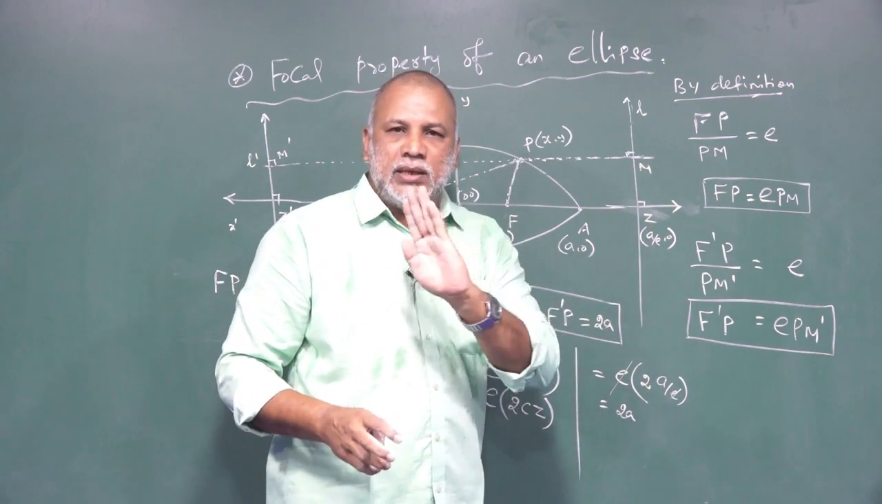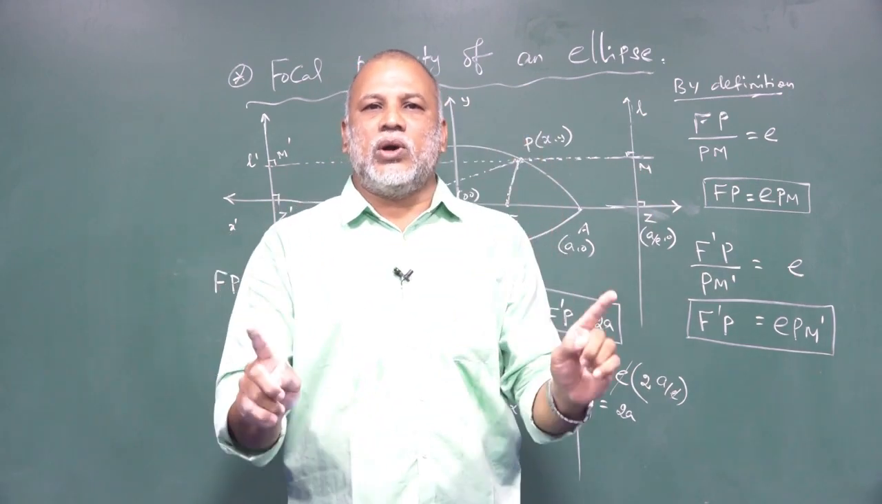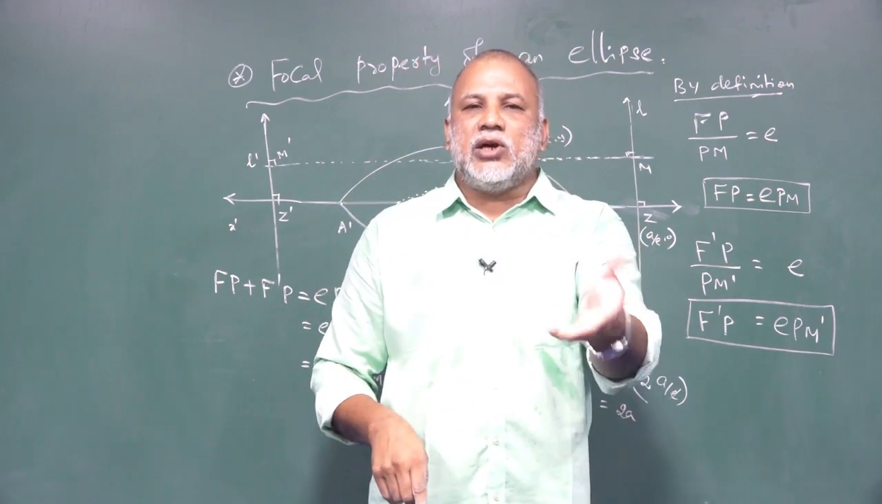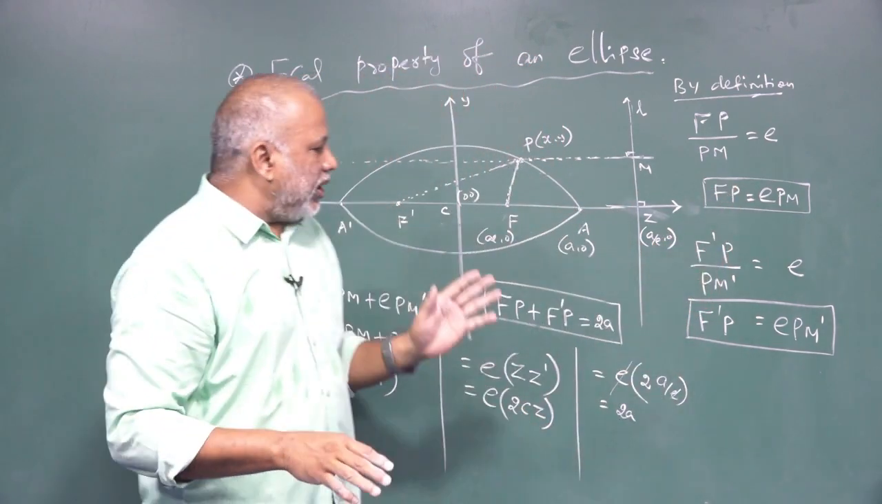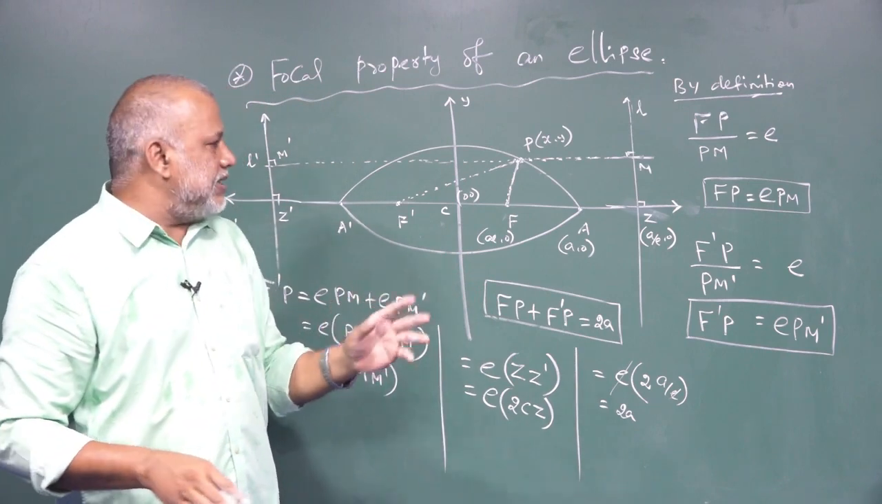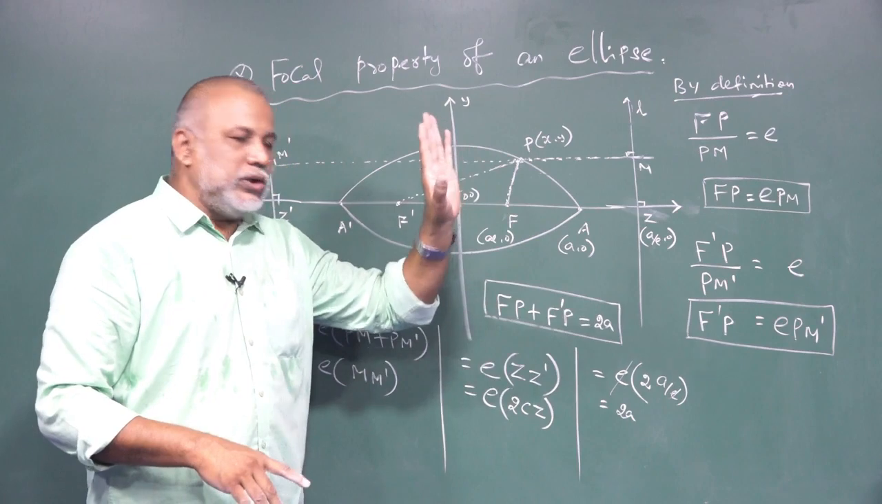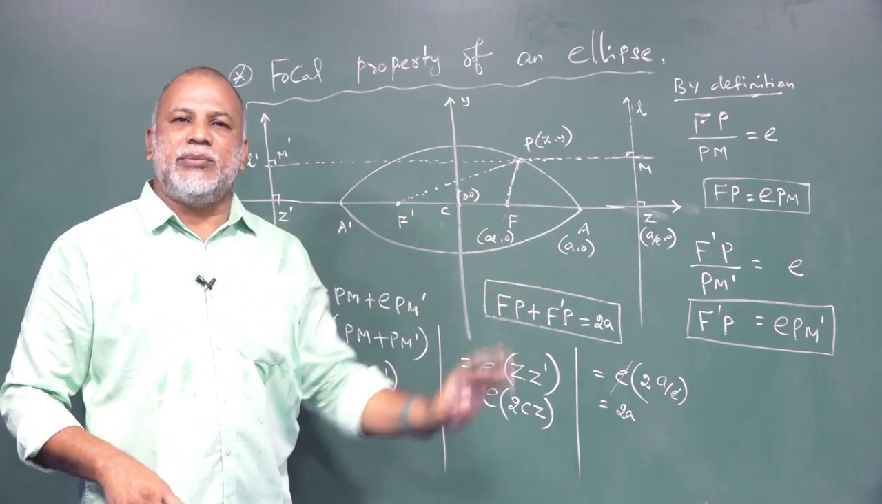So read the data. Sum of the focal distances of any point on an ellipse is equal to length of the major axis. Just a statement only. So what is the meaning of sum of the focal distance? FP and F dash P. See, this is the statement: equal to 2A. 2A meaning length of the major axis.